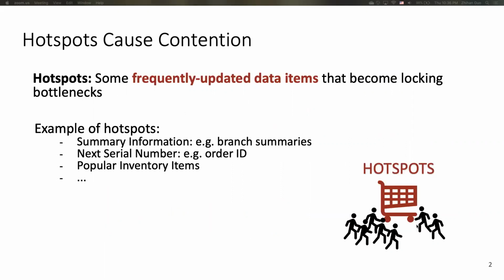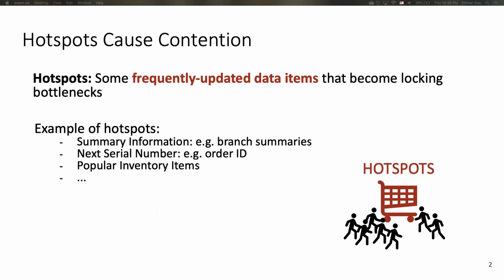Having a hotspot would cause a lot of contention, which leads to limited parallelism. Hotspots are data items that are so frequently updated that they become locking bottlenecks. There are some common types of hotspots. One is summary information, such as the amount of money in a bank branch, since every debit and credit transaction needs to update that value.